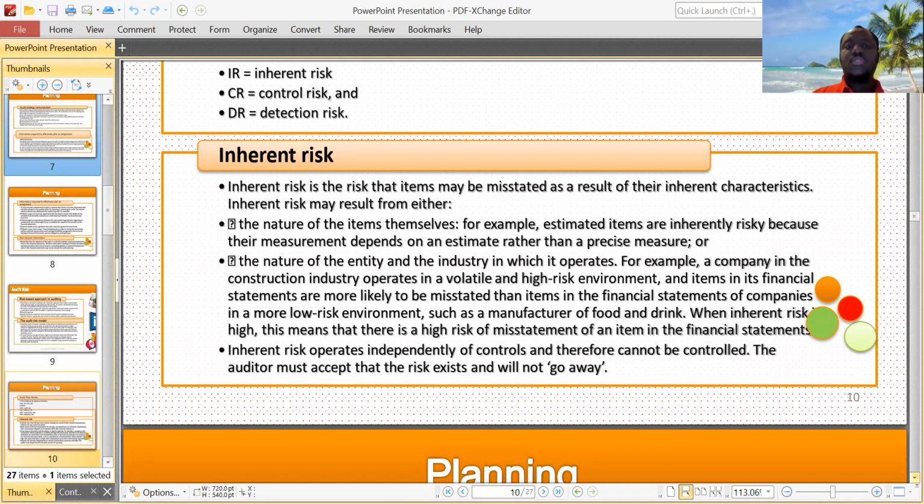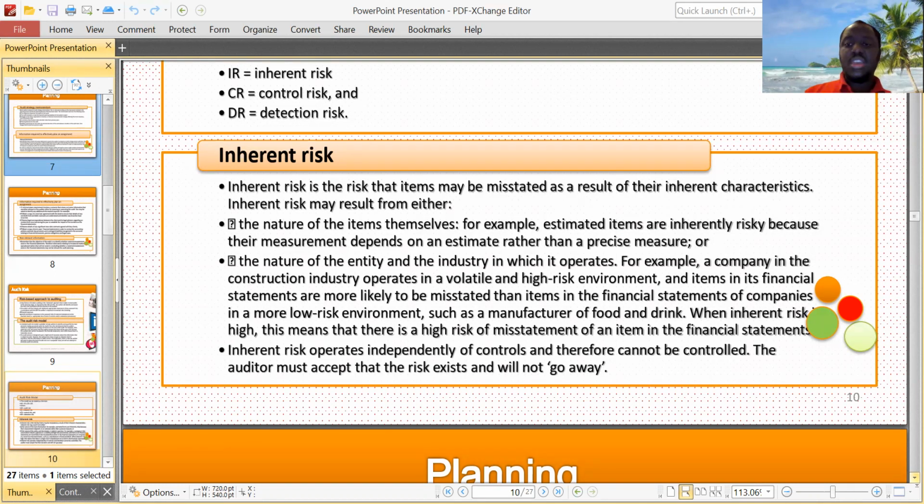So let's look at the nature of the item. For example, estimated items are inherently risky. When you throw out an estimate, it's inherently risky because an estimation is not the actual thing. So it could be right or it could be wrong. And so that makes it risky.